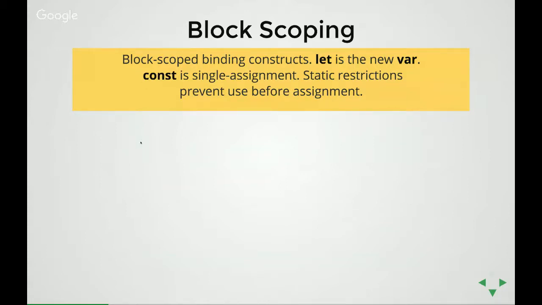In block scoping, we get let and const. Let allows us to declare block scoped variables, blocks being inside of control structures or looping structures. And then const, which is also block scoped, allows us to declare a constant that can't be reassigned. There's some caveats with that.